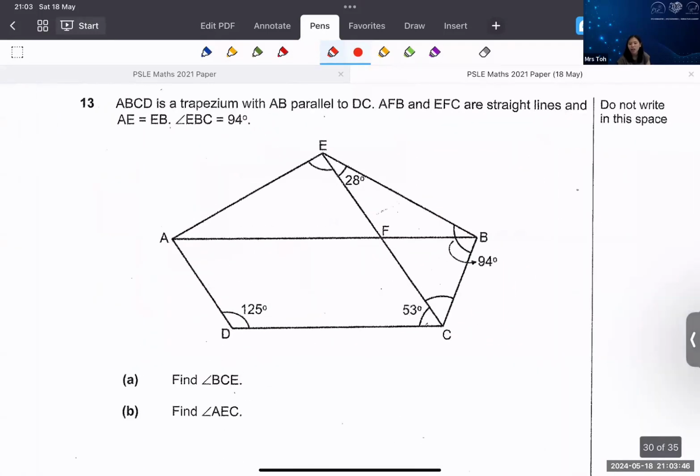Okay, angles question again. Can I have answers? Any answers here? 58, 58. Yes, 58 is correct. How about B? 102, 102. Okay.